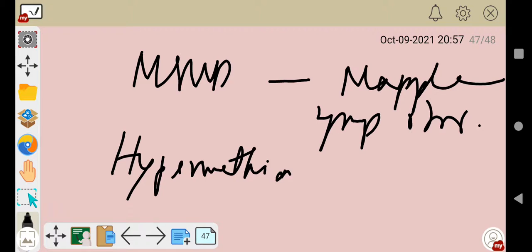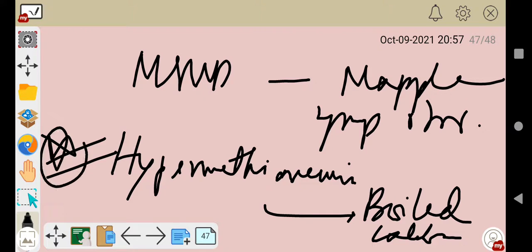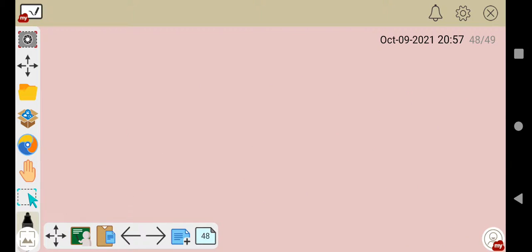Repetition makes people perfect, right? So repeat as many times as you can. Hypermethioninemia, boiled cabbage odor. Guys, this has been asked twice in your CMS. Hypermethioninemia, boiled cabbage odor. And phenylketonuria, mousy odor. Already told, right?